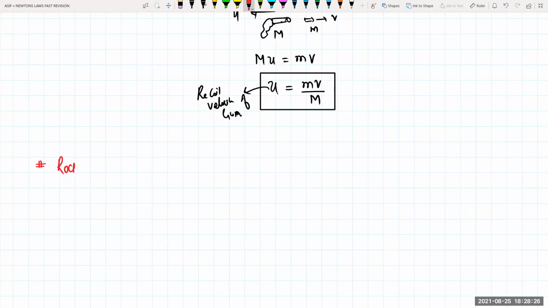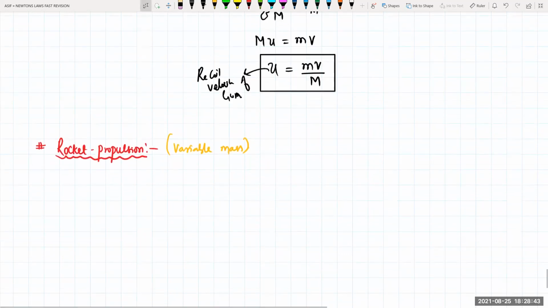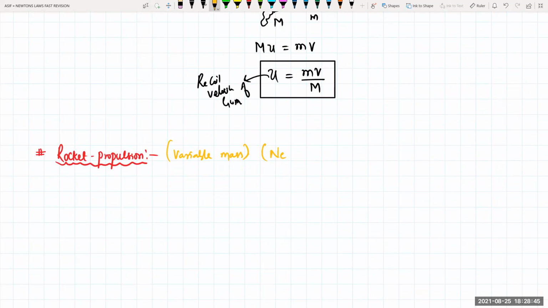Rocket propulsion. Rocket propulsion is the best example for what, beta? Variable mass, because in every state the mass will be changing. So it is the best example for variable mass. And it is based upon what, beta? Newton's third law, because for every action there is an equal and opposite reaction.